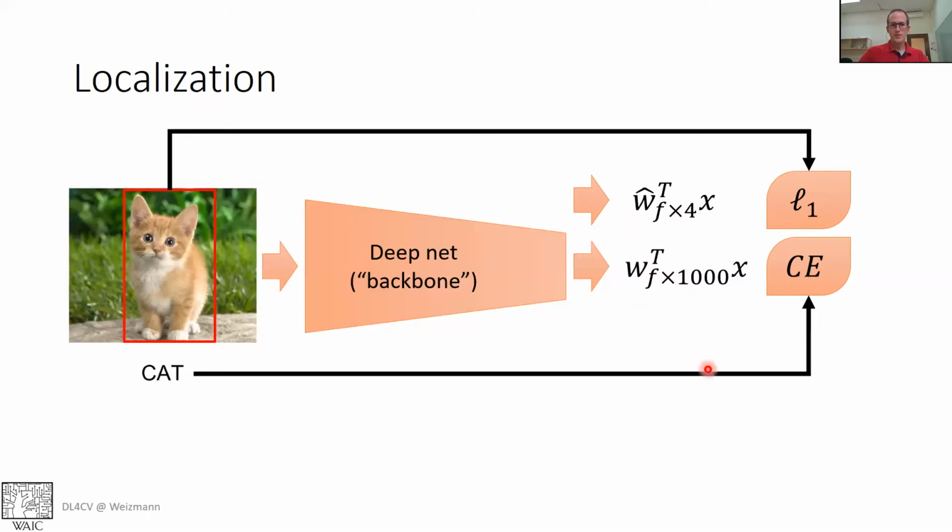Okay. Why L1? It's regression, so you can use L1, L2, or smooth L1, but it's not cross entropy. That's the key point here. It's a different loss because it's a different kind of task. So it doesn't have to be L1, but it can't be cross entropy. That's the main point here in the slide.